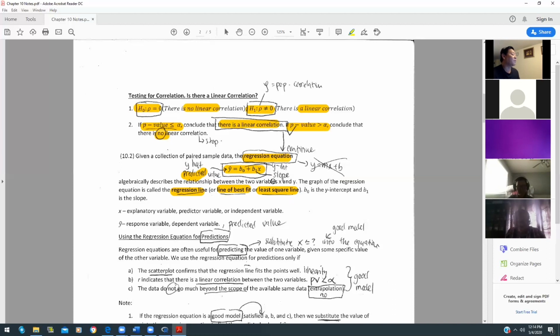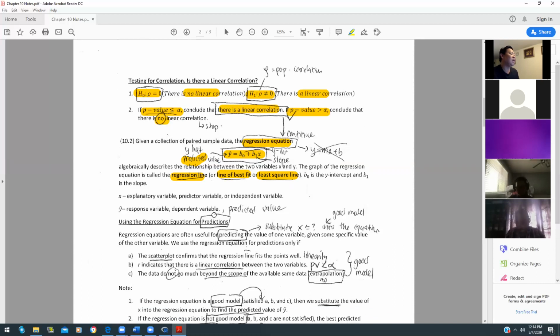And then usually what is the purpose of us finding this regression equation? The purpose of finding regression equations is to make predictions. What do you mean by prediction? Prediction means we substitute x with a number, plug it into the equation, and then find y. So once you get this regression equation, say, what happens if you have 10 students?